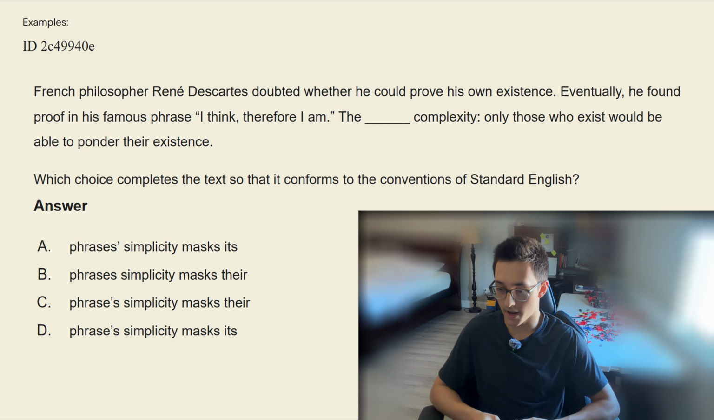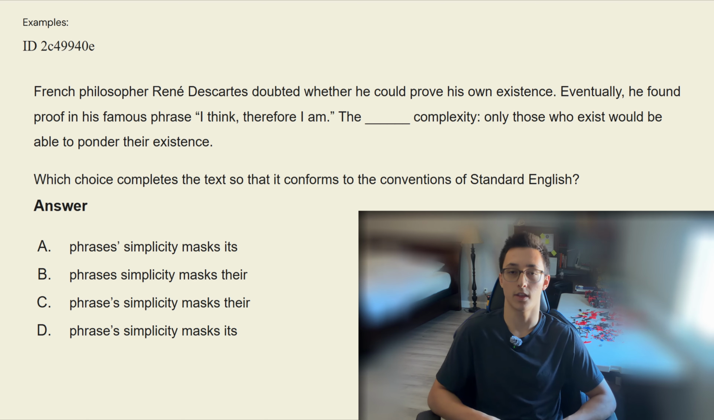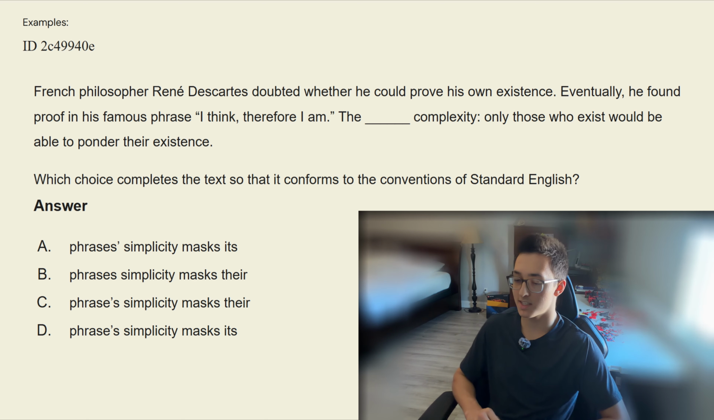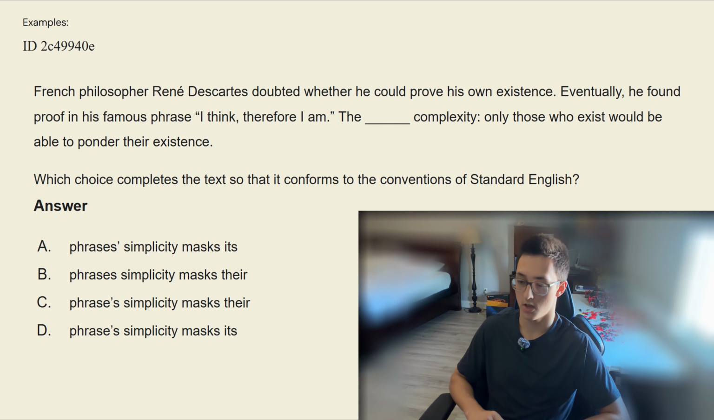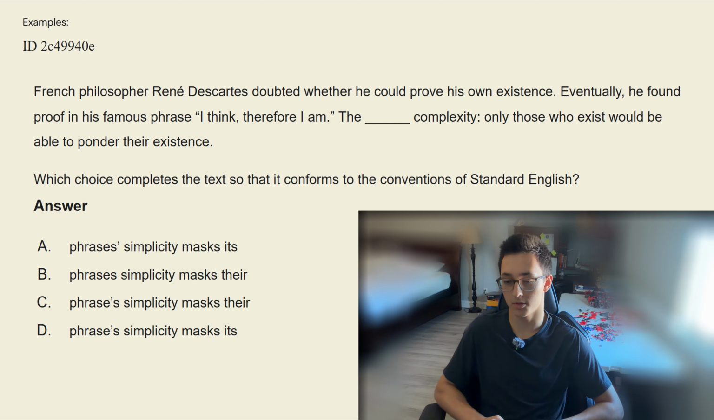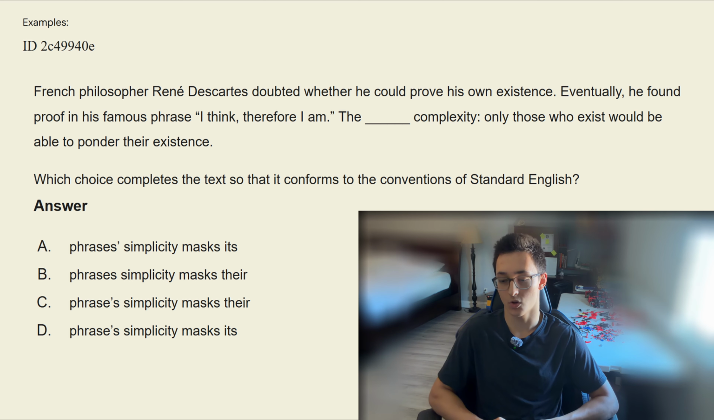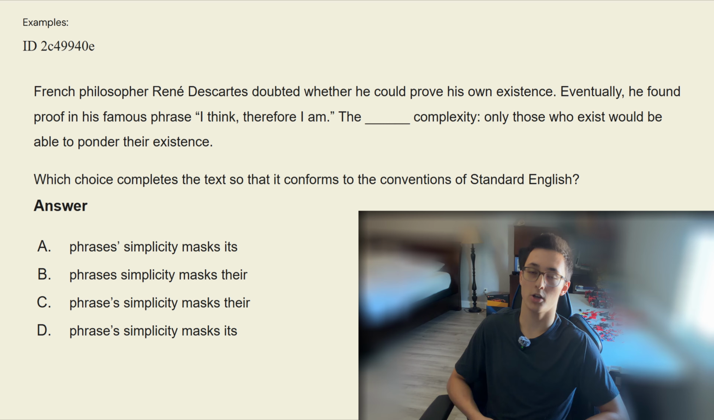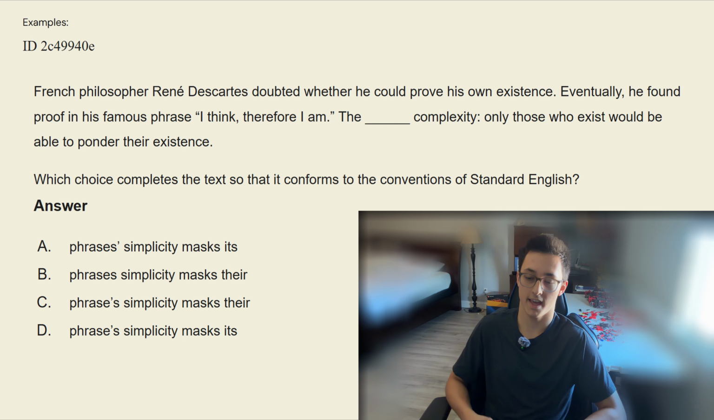French philosopher René doubted whether he could prove his own existence. Eventually, he found proof in his famous phrase, "I think, therefore I am." The phrase's simplicity masks its or their complexity. Only those who exist would be able to ponder their existence. All right, so immediately I'm thinking there's only one phrase. The apostrophe can't go after the S. This is singular. A has to be wrong.